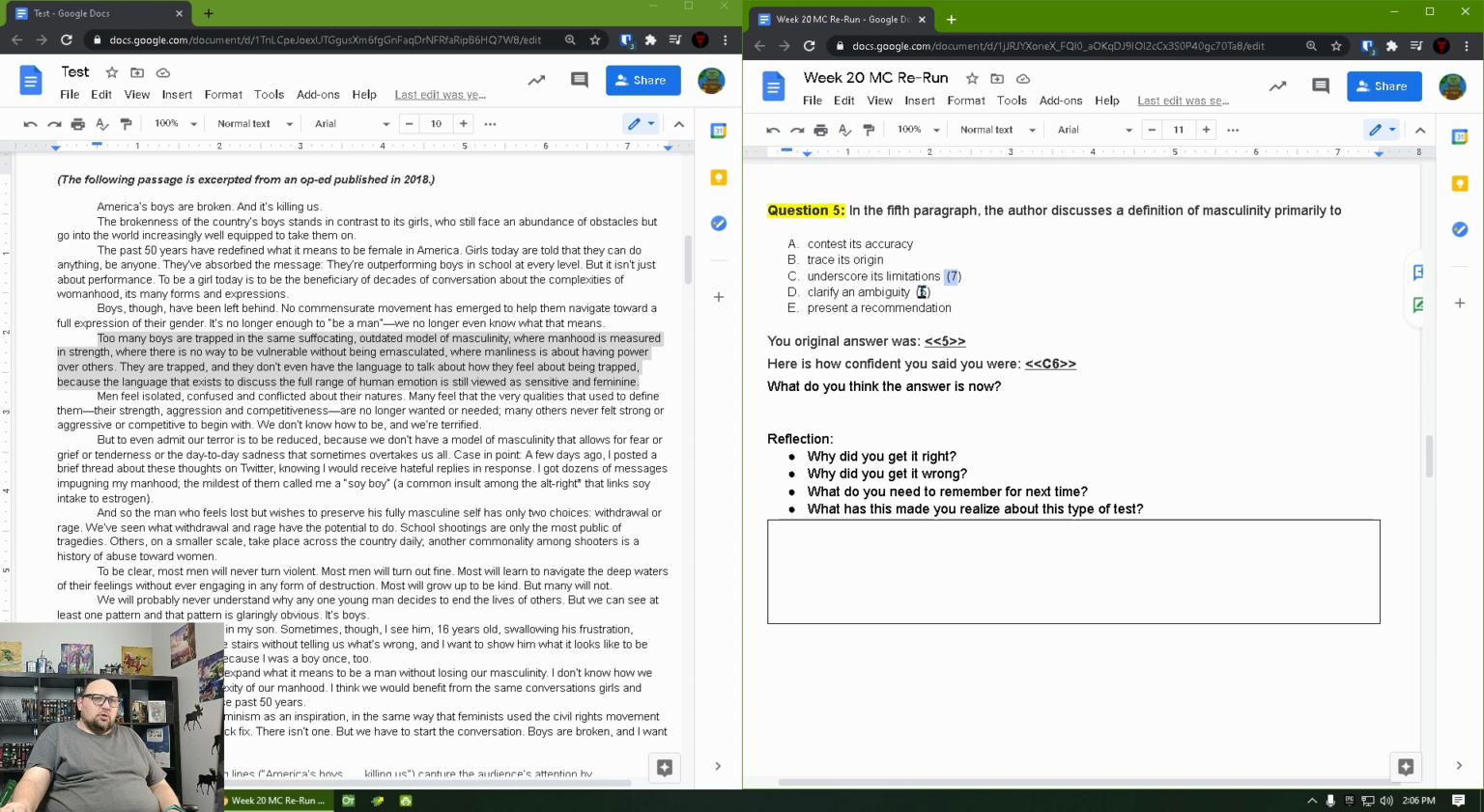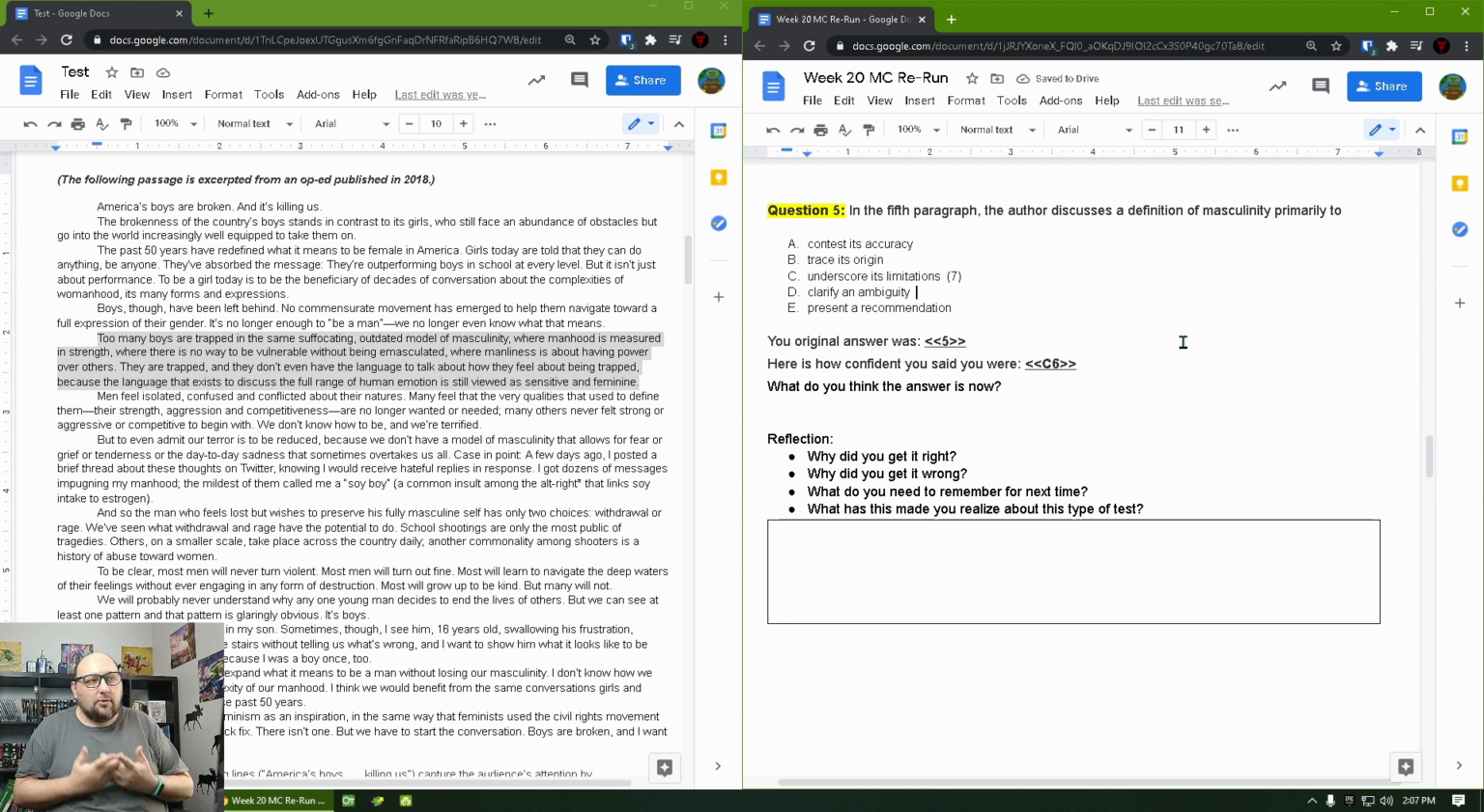So that leaves us with these 2, which are very close. Underscore its limitations and clarify an ambiguity. Since clarify an ambiguity has fewer votes, I'll start there. I'm guessing some of you are not 100% sure what an ambiguity is. Ambiguity is when things are ambiguous, when it's not clear, when it could be this or it could be this, when you're not really sure about things. So to clarify an ambiguity is to take something that's confusing and make it clear. That's what I do most of the time. That's what I'm trying to do right now. I'm trying to take some of these questions that are confusing to you, and I'm doing my best to clarify them, make them clear to you.